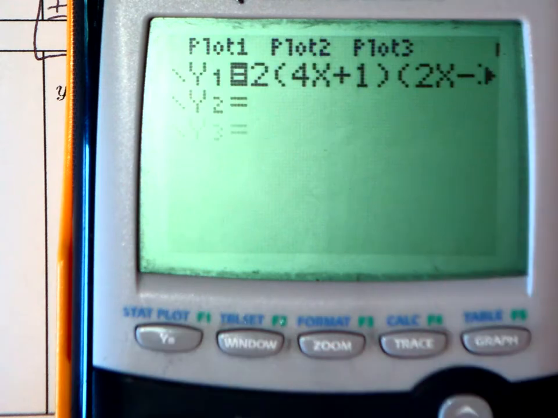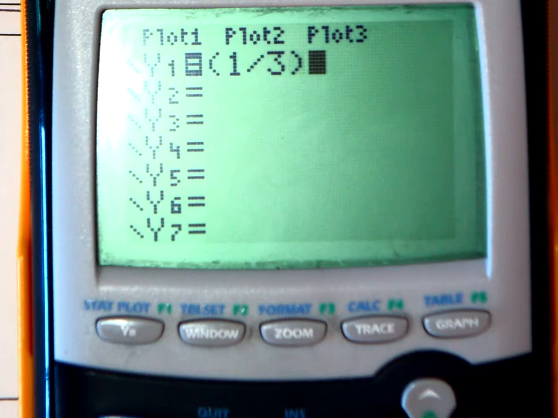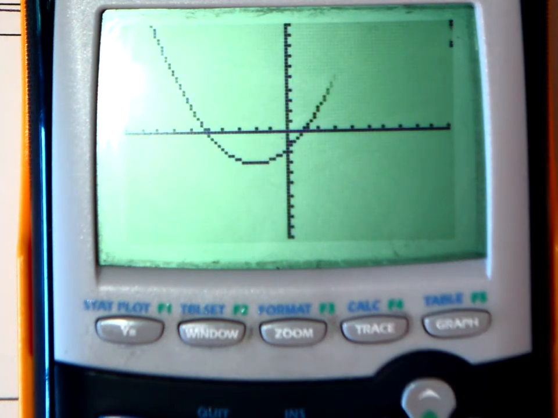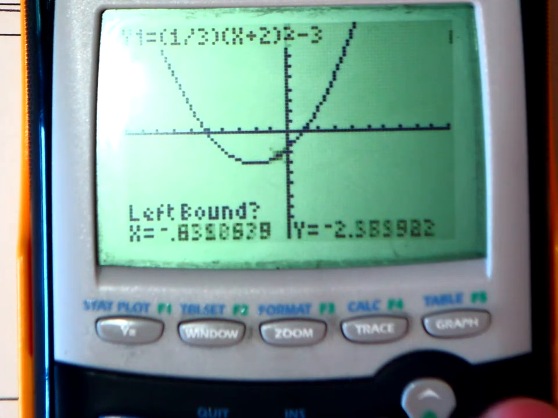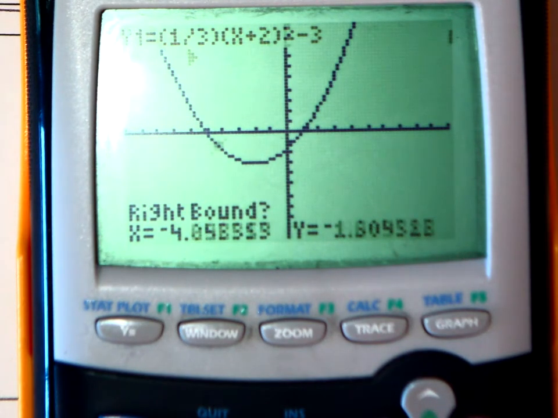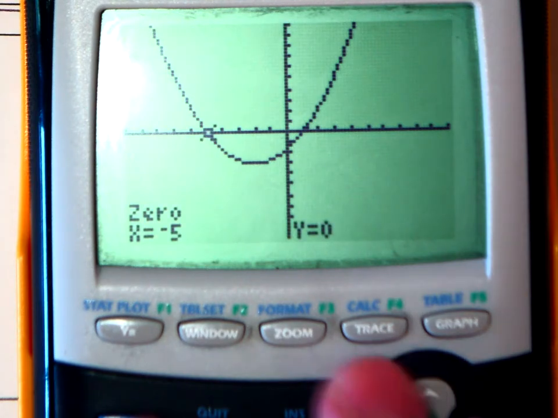For the problem in the bottom right, I'll go back to y equals. I will clear this out. To put 1/3 into the calculator, we're going to use parenthesis 1 divided by 3. X plus 2 squared minus 3. If I look at my graph, it's going to look something like this. If I want to calculate these zeros, I press second trace, go down to 0. So I'll do the one on the left first. I'm going to press the left arrow a whole bunch of times until I am to the left of that 0. Press enter. Go to the right of it. Press enter. Guess. And there it is at -5.